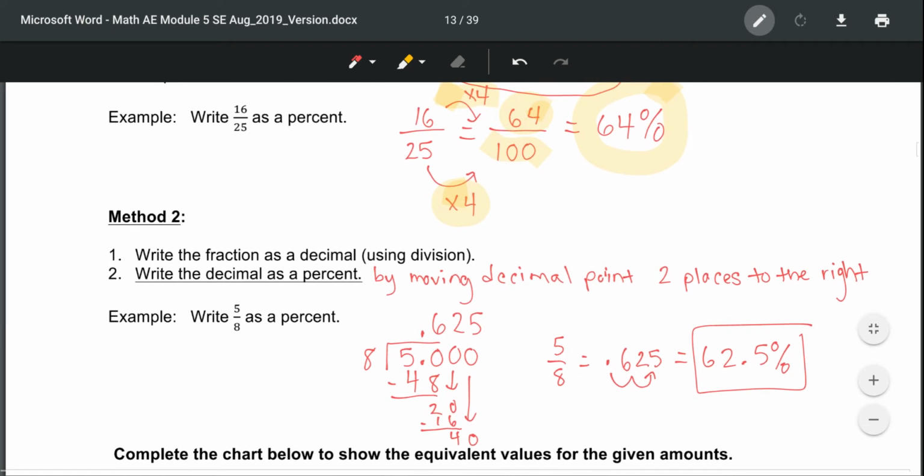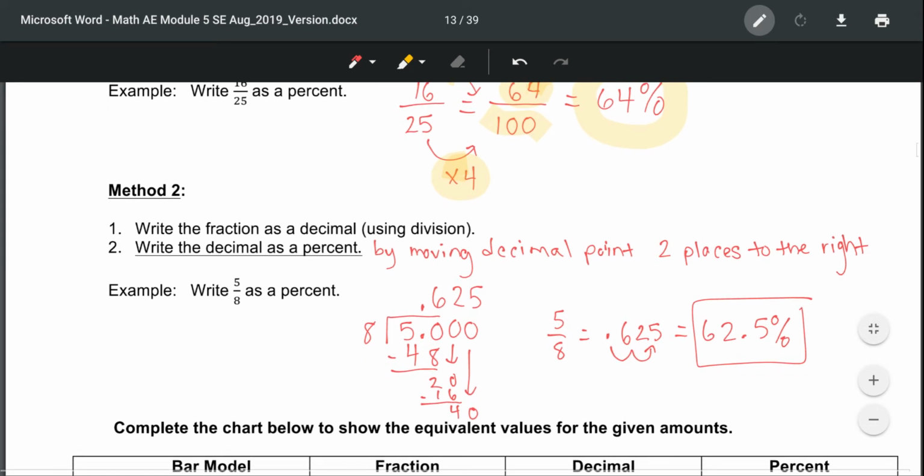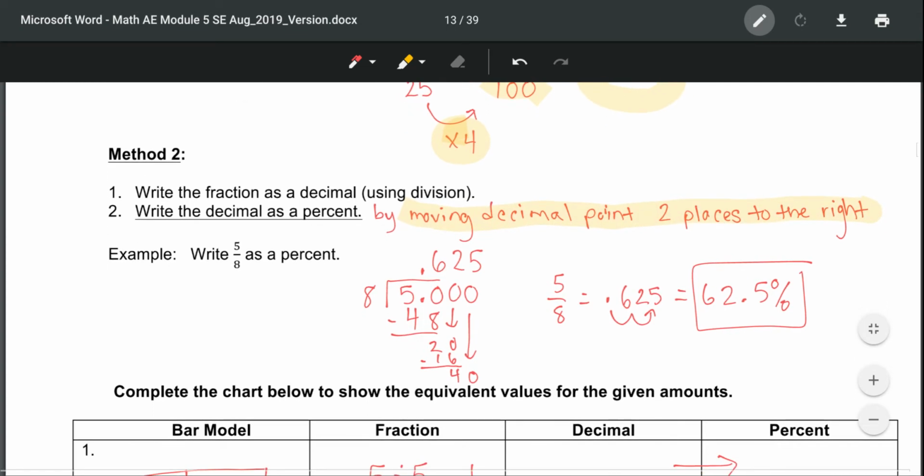Method 2 would be to write the fraction as a decimal using long division. And then once you convert the fraction to a decimal, you would convert it to a percent by moving the decimal point 2 places to the right. So for example, if you have 5/8, you divide 5 by 8. So 5 goes inside your division house and then 8 goes on the outside. So since 8 doesn't go into 5 evenly, you need to add a decimal point, then bring it up.